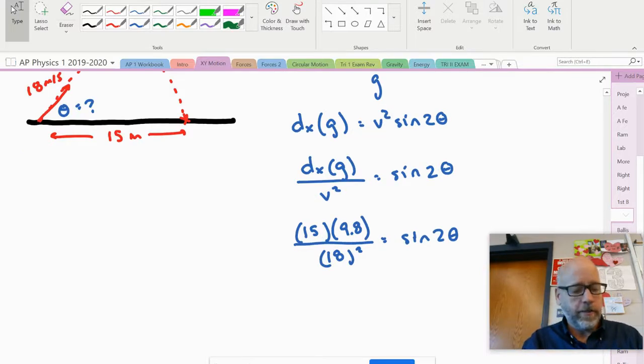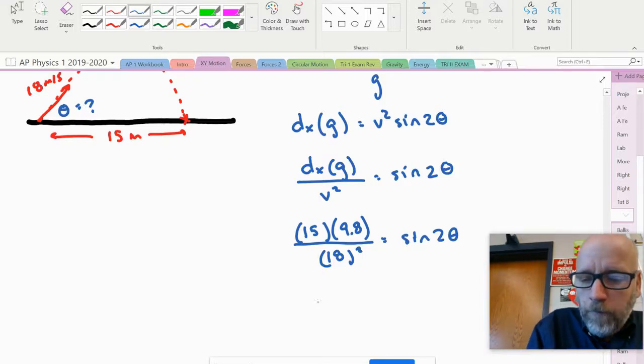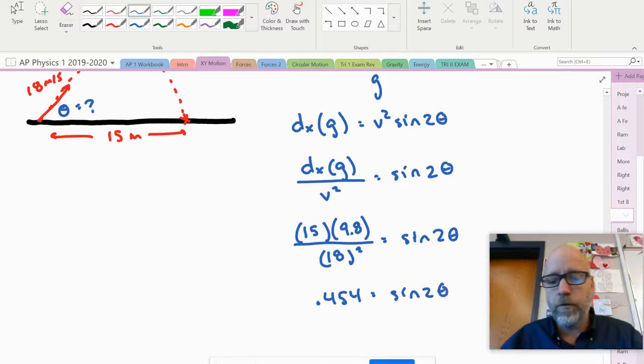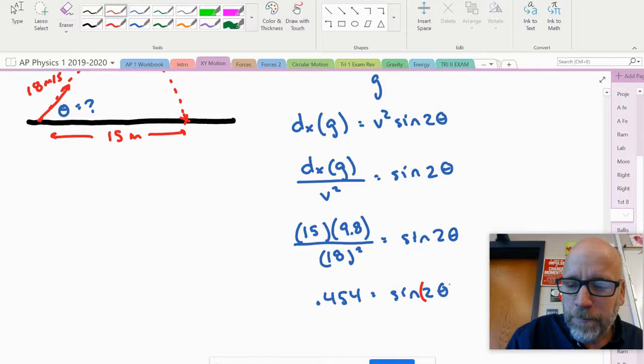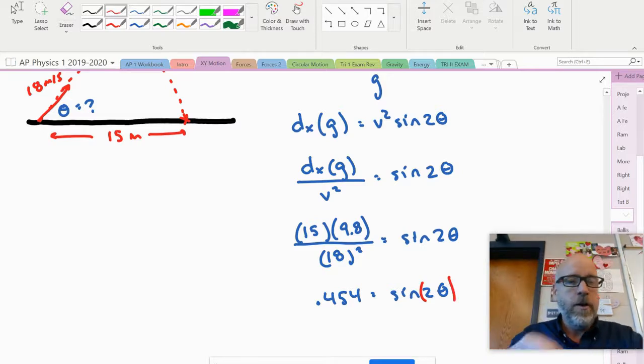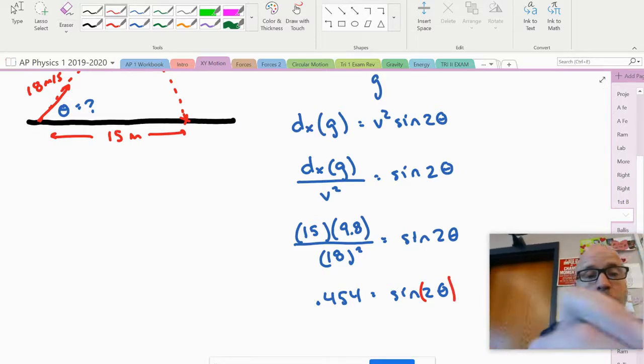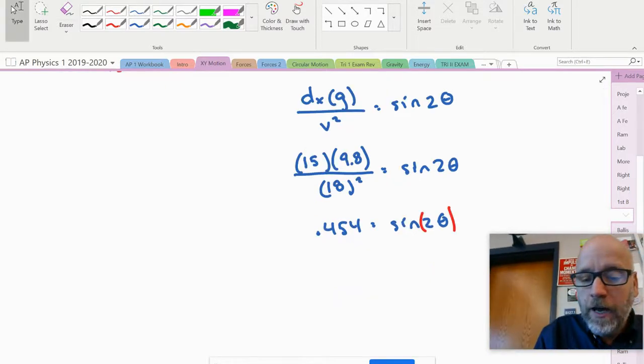I need you to get your calculators out and punch it in. If I'm smart enough on the Ed puzzle, I'm going to stop it and make you get this right. I got 0.454 approximately. I'll keep my answer in my calculator. That equals the sine of 2 theta. Now, that 2 theta is wrapped up in the sine. So in order to get it out, I need to take the inverse sine of both sides.